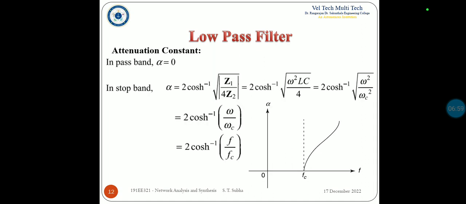Now we can derive attenuation constant for the low pass filter. In the pass band, alpha will be equal to 0 and in stop band, alpha will be equal to 2 into cosh inverse square root of Z1 by 4Z2. Again, substituting for Z1 and Z2, we can get alpha is equal to 2 into cosh inverse of f by fc. The figure shows the characteristics of attenuation constant with respect to the frequency. Attenuation constant alpha is 0 throughout the passband but increases gradually from the cutoff frequency.